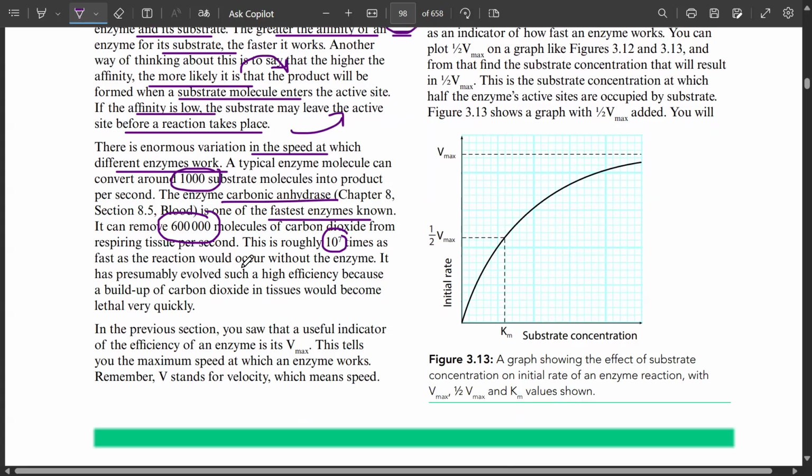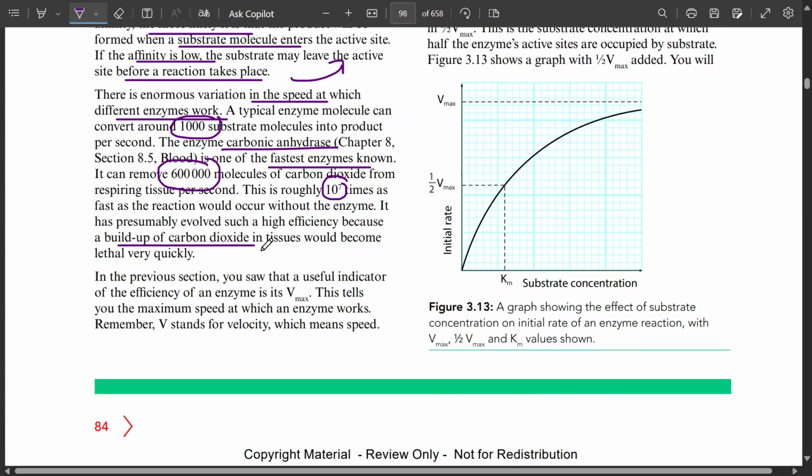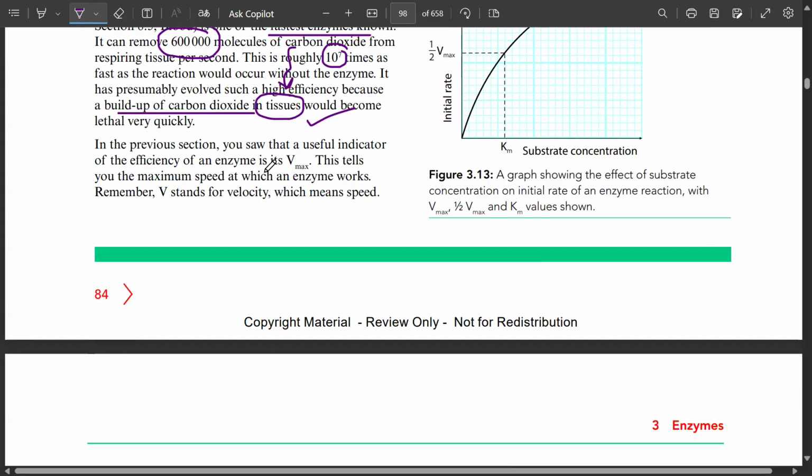तो बिल्डअप ऑफ कार्बन डाइऑक्साइड लीथल भी बहुत होता है टिश्यूज के लिए. आपकी बॉडी में कार्बन डाइऑक्साइड बिल्ड हो जाना, आपके ब्लड में डीऑक्सीनेटेड ब्लड बहुत ज्यादा आ जाना can lead to fatigue and many other problems. That is why ये एंजाइम बहुत एफिशिएंट है और कुदरत का निजाम है कि ये एंजाइम अपने काम में बेस्ट है. सबसे अच्छा काम ये करता है that it removes carbon dioxide as soon as possible from the body. In the previous section, you saw that a useful indicator of efficiency of an enzyme is Vmax. This tells you the maximum speed at which an enzyme works.